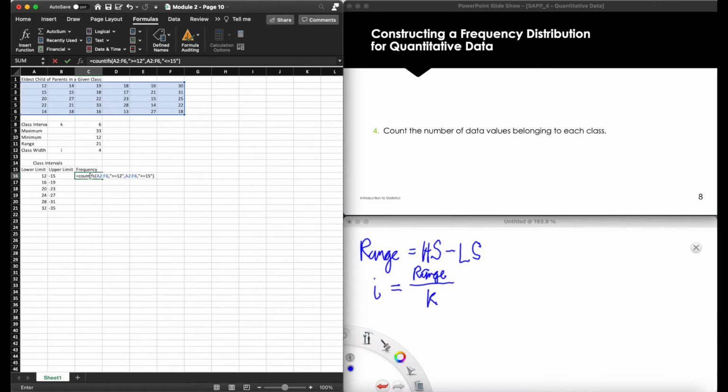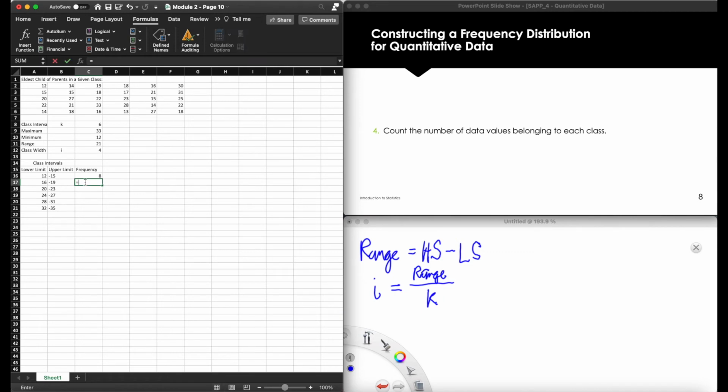What this is saying is that Excel is going to count this selection here, which is all greater than or equal to 12, and with the same selection, which is less than or equal to 15. If I click enter, it will give me 8. Meaning, in this data set, there are 8 eldest children of parents in the given class of ages 12 to 15. Let's do the same with the same data, only with different intervals.